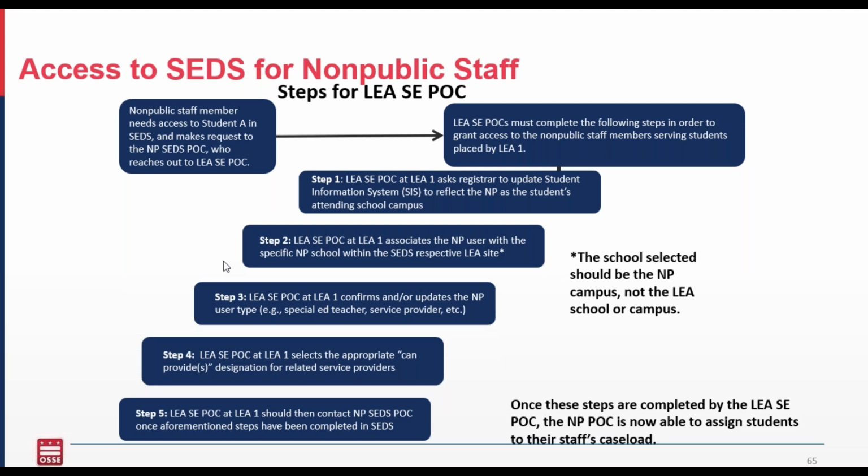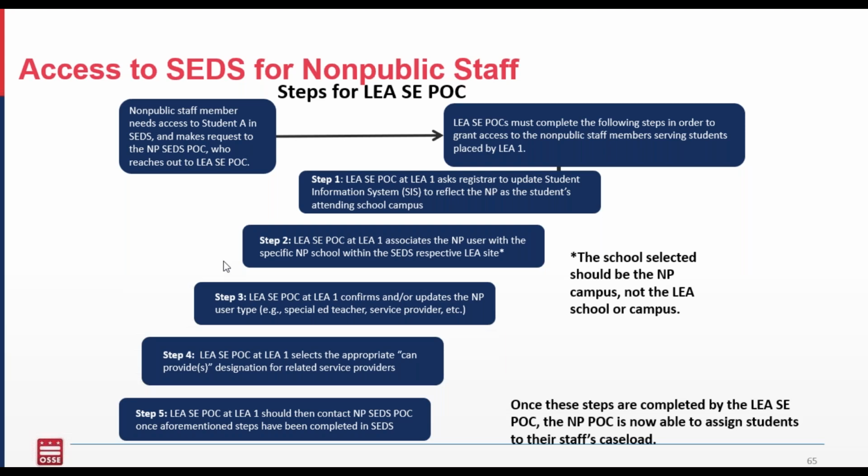And then you can confirm the user type, whether they're going to be a teacher or a service provider, and then all of the appropriate designations for related service providers under the can provide. You know, can they provide an educational assessment or different screenings that are available. You'll see that on the list. So they're checking off whether they can provide those services.